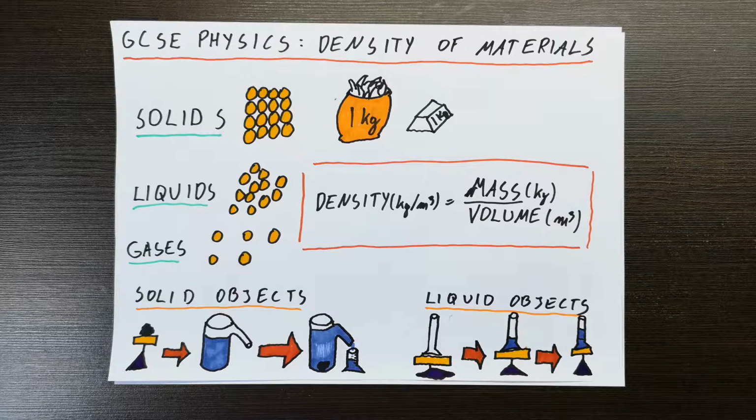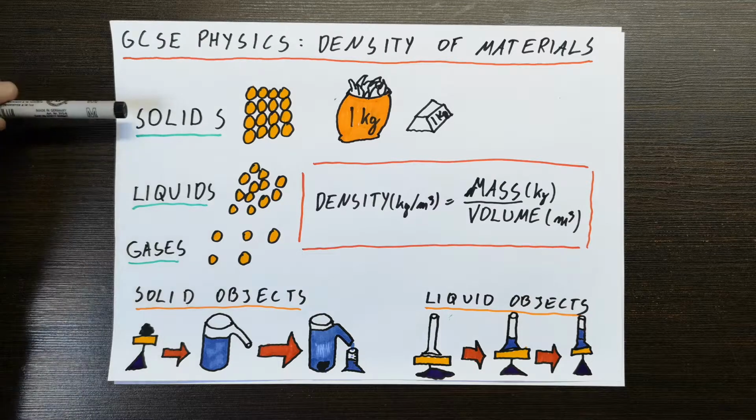This is where density comes in. Density of materials is the relationship between the weight of an object, the mass of an object, and the space it takes up. Because density measures how compact an object is, how tightly the particles that form the object are packed. So if we have an object that has tightly packed particles, that object can be said to have high density. If we have an object where the particles are not very tightly packed, this object has low density.